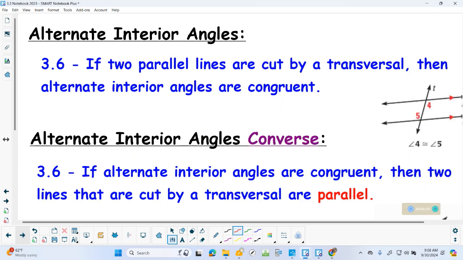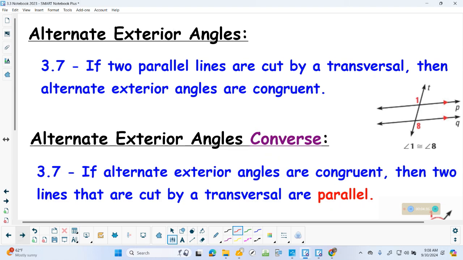Now that's going to be true for all of these, okay? We're just cycling through them all. Last week, if the lines are parallel, alternate interiors are congruent. This week, we're going to have the word converse on it. If alternate interior angles are congruent, then the lines are parallel. So you're going to hear me say parallel a lot today and converse a lot today.